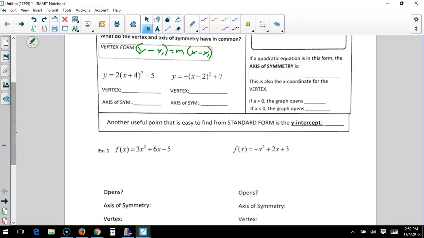So let's see. This should be x minus negative 4. So our vertex is negative 4, negative 5. The axis of symmetry is x equals negative 4. Over here, our vertex is at 2, 7. And the axis of symmetry is at x equals 2.